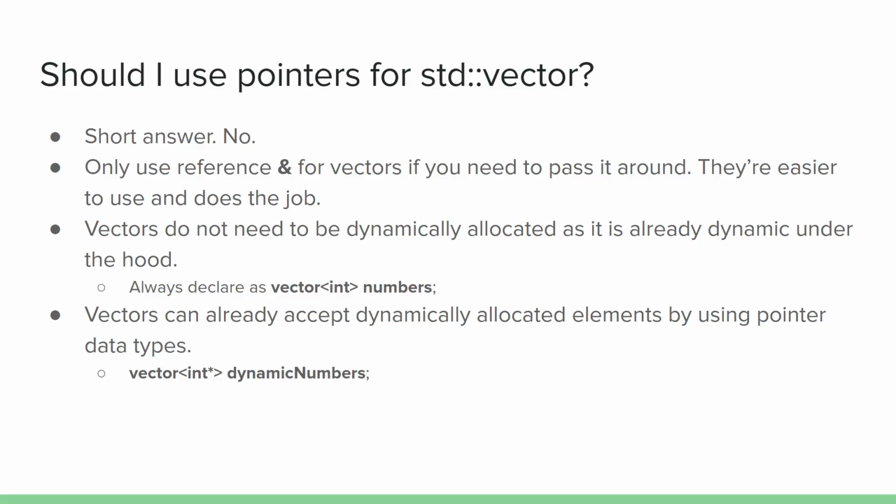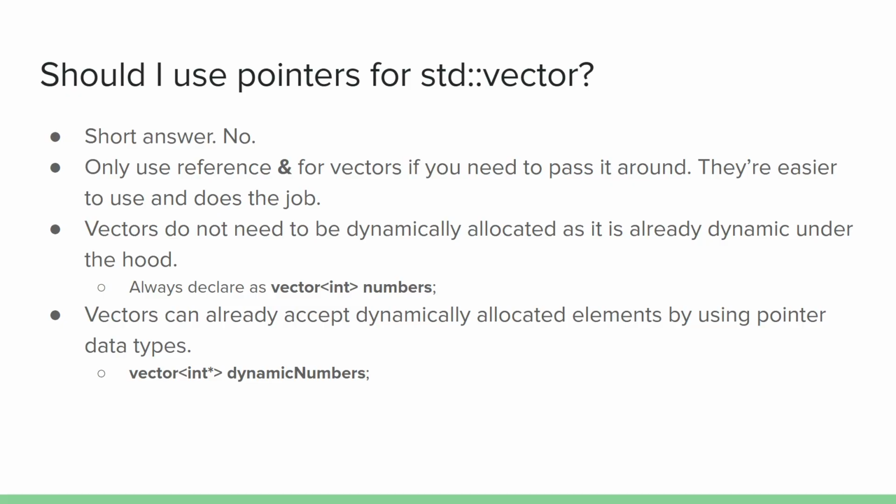Just remember the ampersand. Without the ampersand, you're actually creating a new vector copy. That's why we try to use ampersand most of the time. So vectors do not need to be dynamically allocated, as it is already dynamic under the hood.